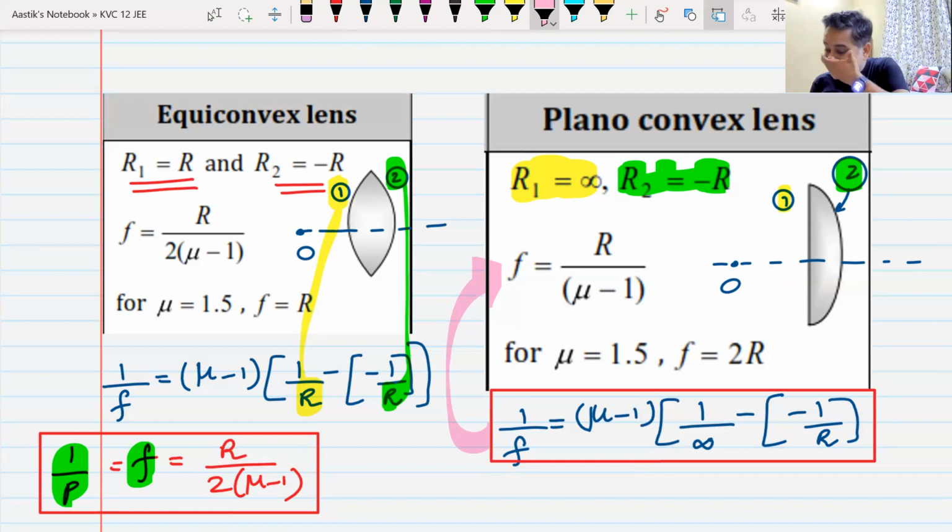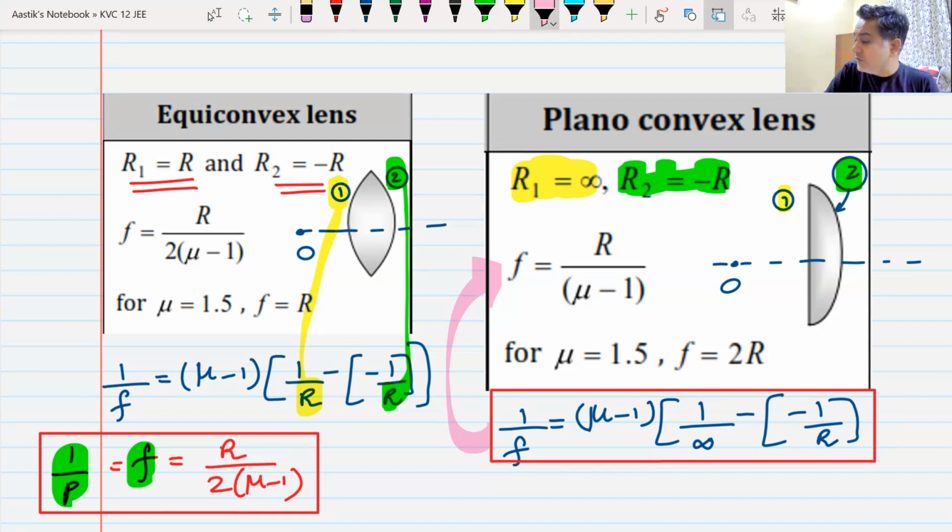F is equal to r upon mu minus 1. Do we all understand this? Yes or no? Yes, sir. Everyone? Yes, sir. Okay, I'll give you one or two more examples so that you get confidence about which one is R1 and which one is R2.